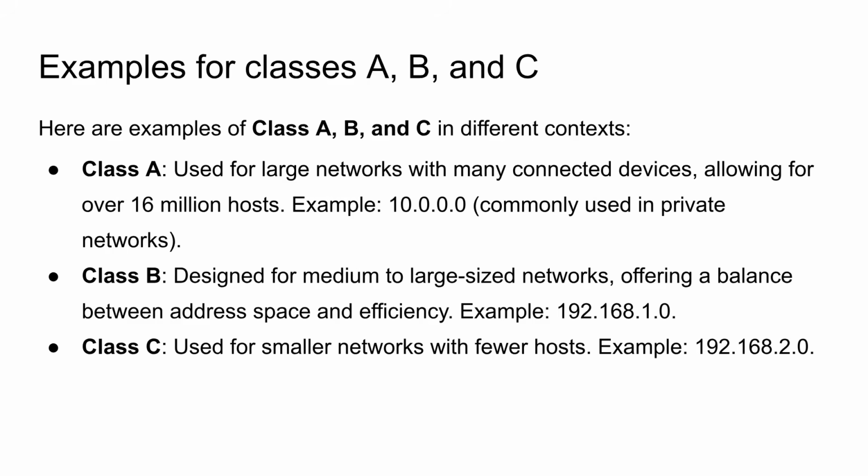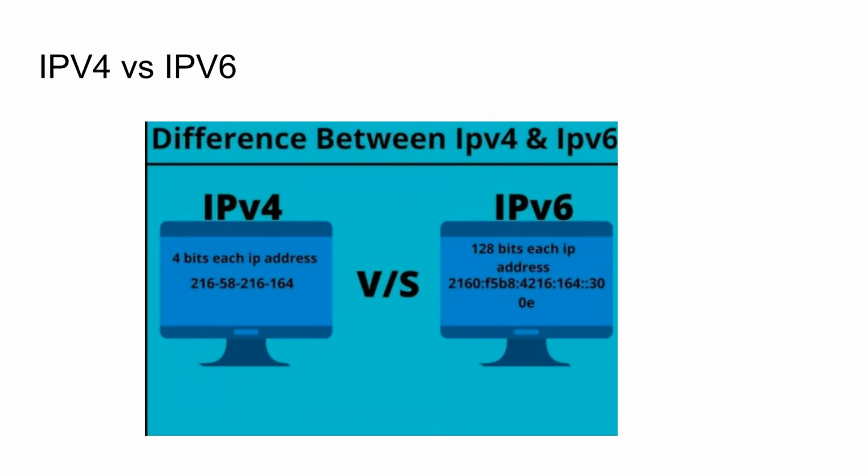Class A is for large networks, like 10.0.0.0. Class B suits medium to large networks, exemplified by 192.168.1.0. Class C is for smaller networks, such as 192.168.2.0. The key difference between IPv4 and IPv6 is the address size.